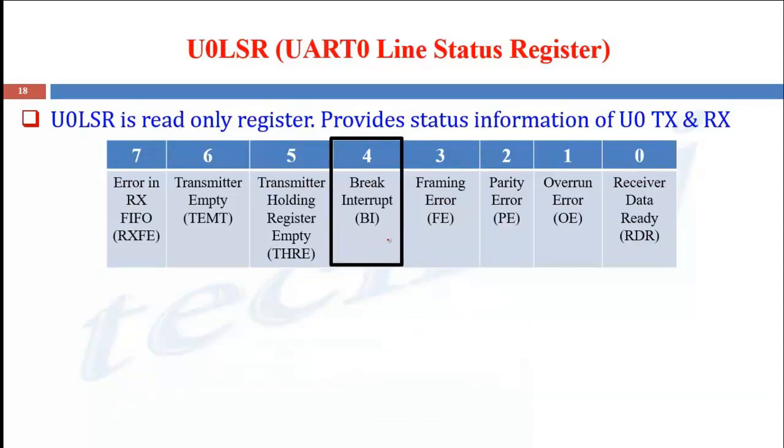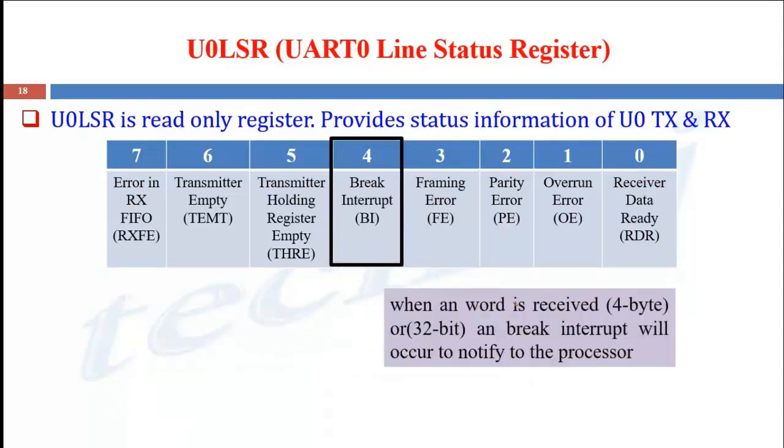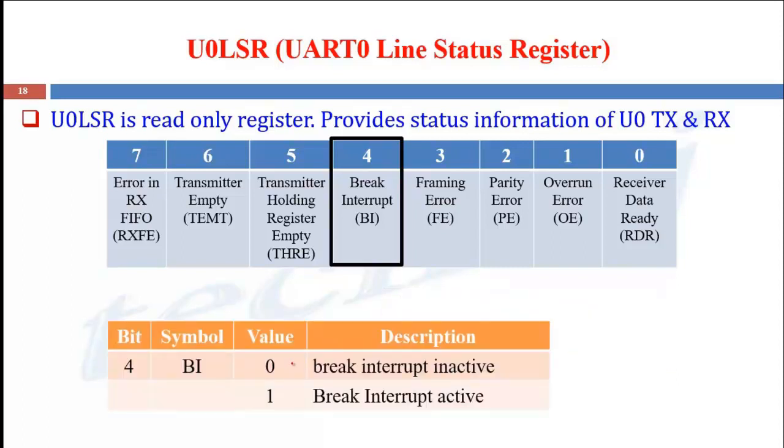Next bit is a break interrupt. When a word is received of 4 bytes or 32 bits, a break interrupt will occur to notify the processor. When this bit is 0, break interrupt is inactive, and when it is 1, break interrupt is active.